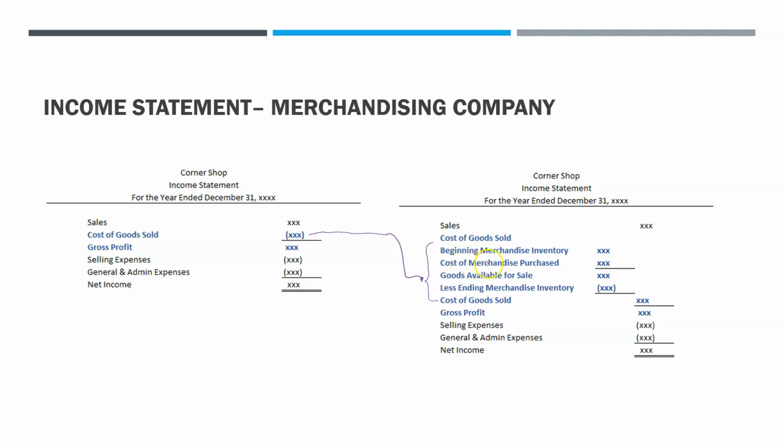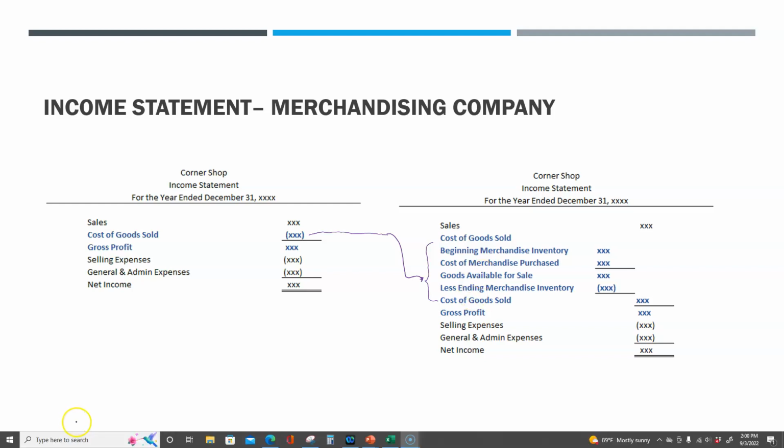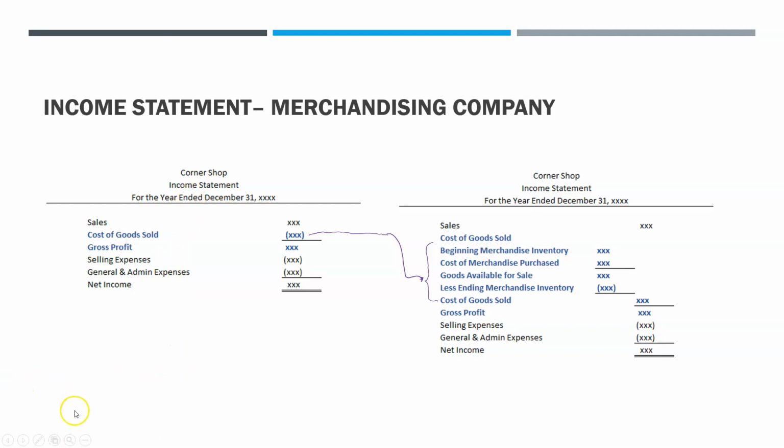Then you're going to look at the cost of merchandise purchased, and of course this includes freight in. That gives you a number called goods available for sale. From that, you're going to subtract ending merchandise inventory to come up with cost of goods sold. This is what we've learned before in financial accounting. I'm going to draw a T account and show you where we get these numbers.